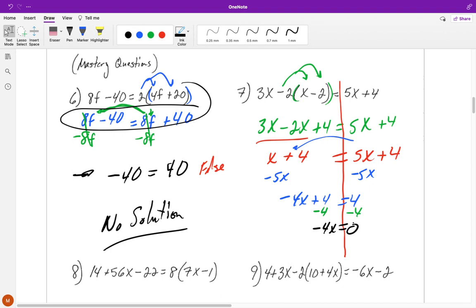And this is where some of you guys were going wrong in the last test, is you were saying either no solution or infinitely many. But here we still have a variable. The only time that we get one of those special cases is when the variable disappears. If we have a variable, we have an answer.